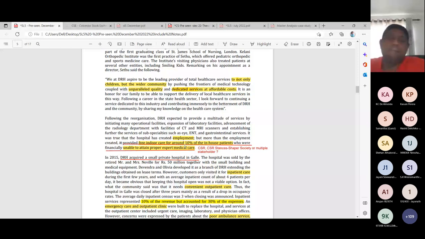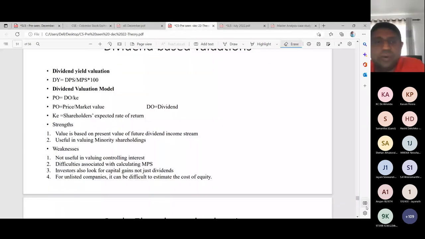Okay, sir. Indoor care means free of charge for all, no, sir? Medicine and everything included. Yeah. Okay, sir. Who are financially unable to attain proper expert medical care. This is the CSR thing, yeah, guys. Yeah, CSR and the value addition for the service, no? So like a CSR and... Yeah, CSR. So that's a very interesting point.